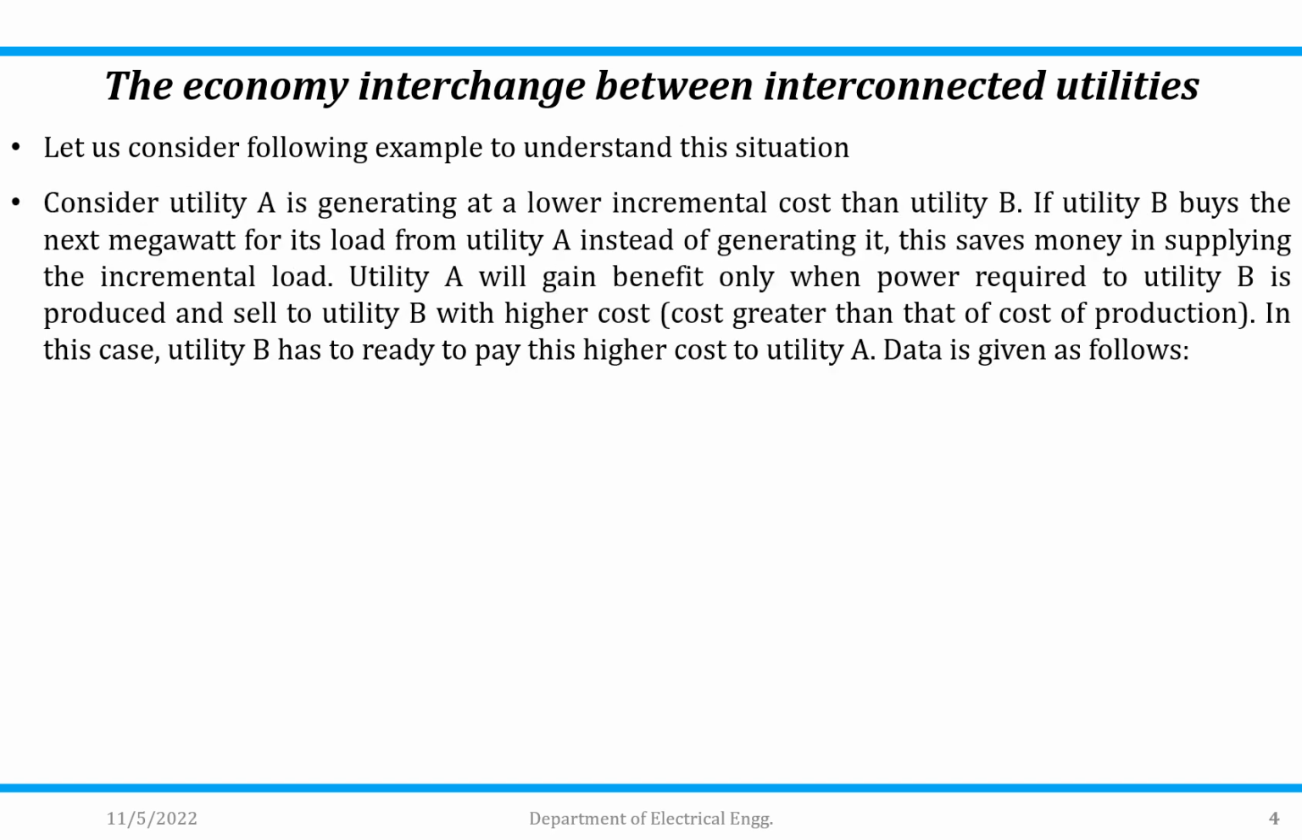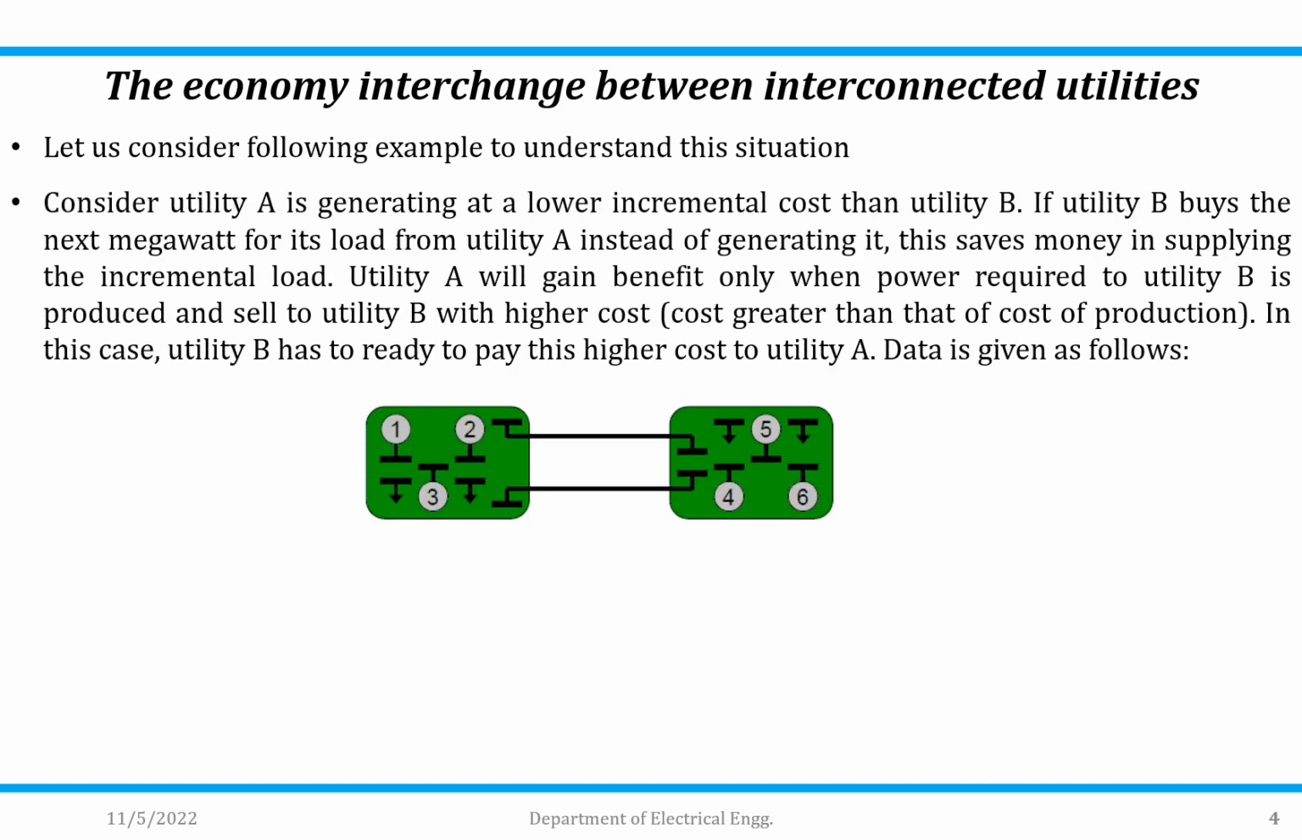For that case, let's have a look at one example. Let us consider that this is utility A and this is utility B. As in the diagram, there are three generators 1, 2 and 3 in utility A, and again three generators 4, 5 and 6 in utility B. Consider that utility A is generating at a lower incremental cost than utility B. Now if utility B buys the next megawatt for its load from utility A, instead of generating it itself, it will save money in supplying the incremental load.